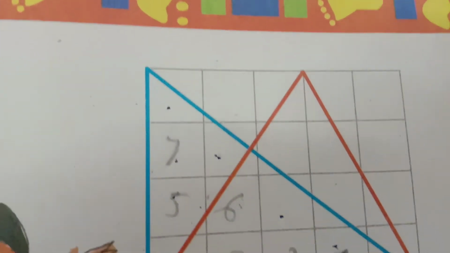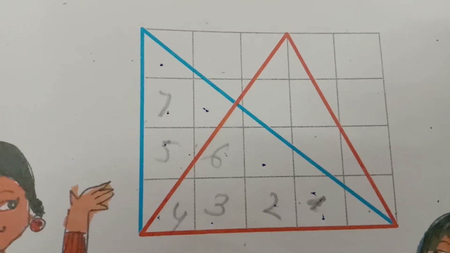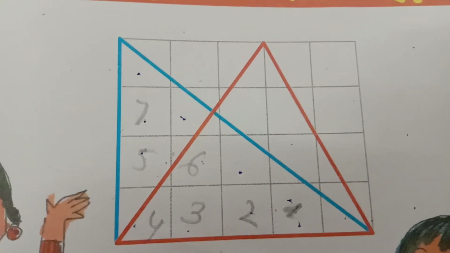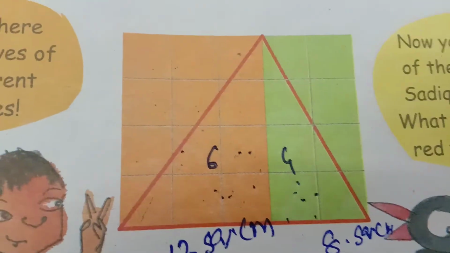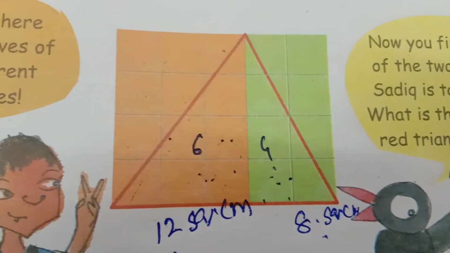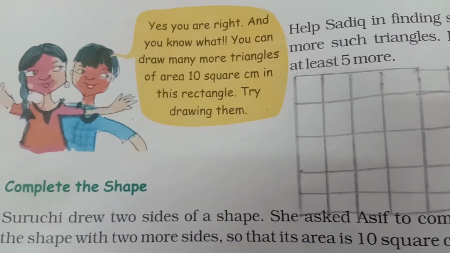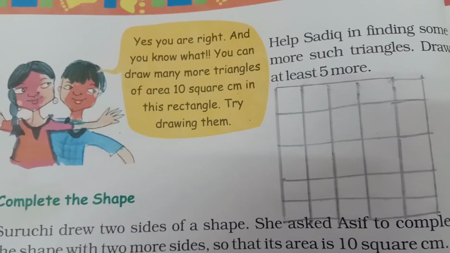Whereas in the first case we have seen, here we got two rectangles. Their area is also the same, 10 square centimeters. You see this red rectangle only, here also we have the same red rectangles, and their area is 20 square centimeters. Is it clear, children? Next, page number 42. Yes, you are right.